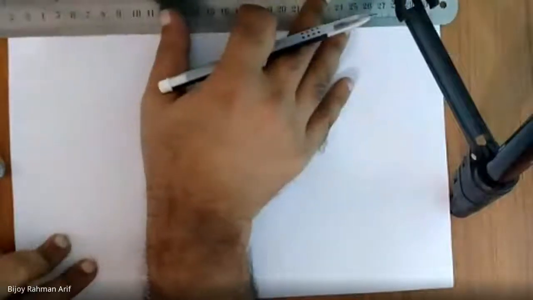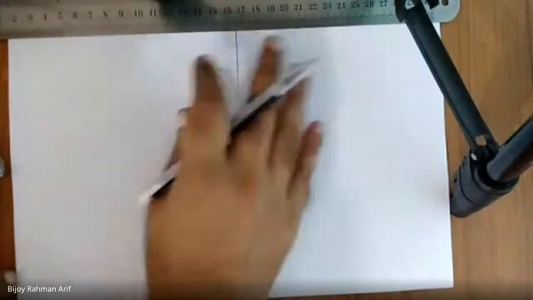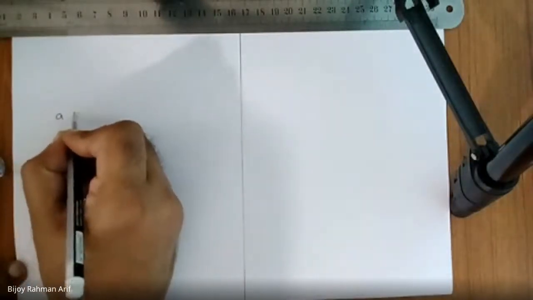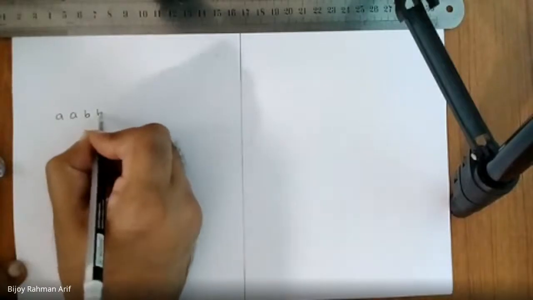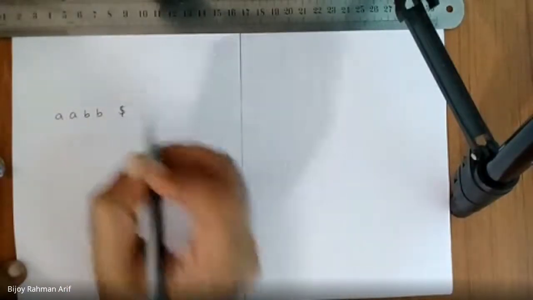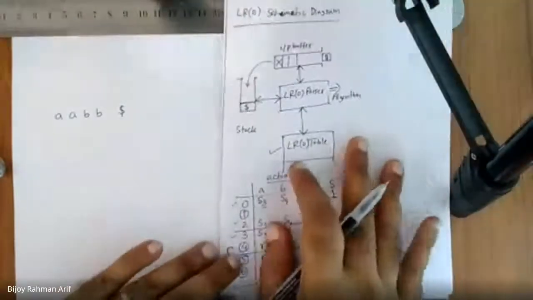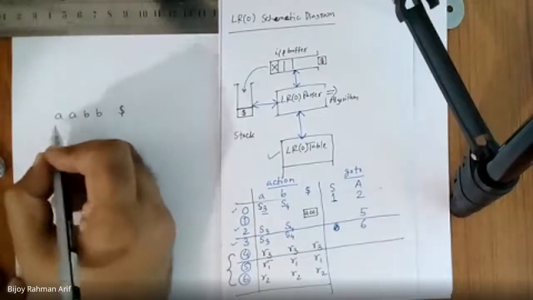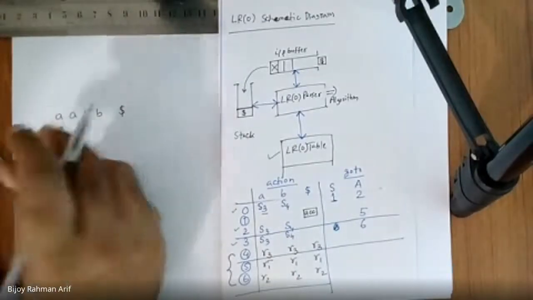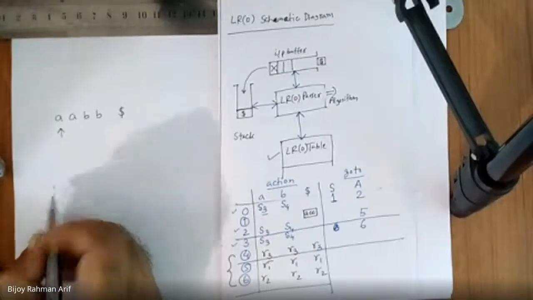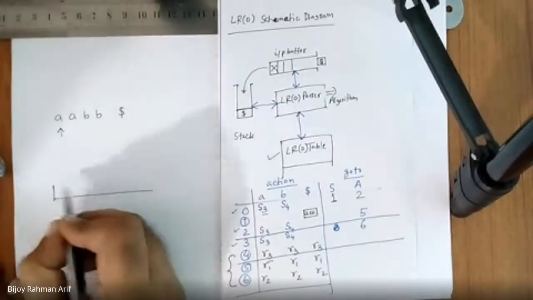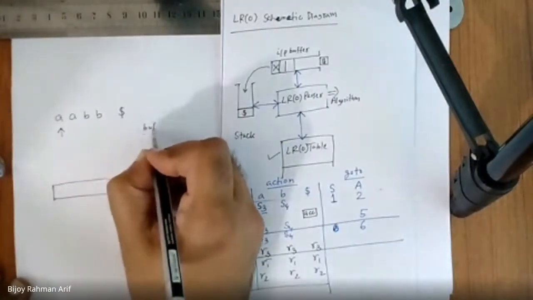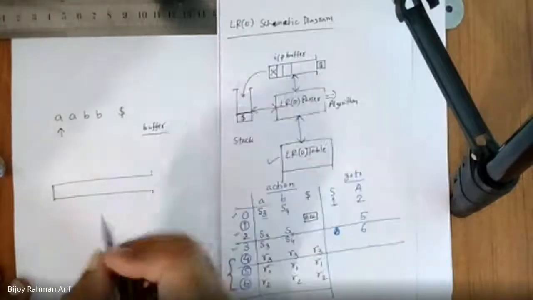Let's take this string: A, B, B, dollar. This is my string. So this is my buffer. Initially, the buffer is pointing to the first A. This is my stack.